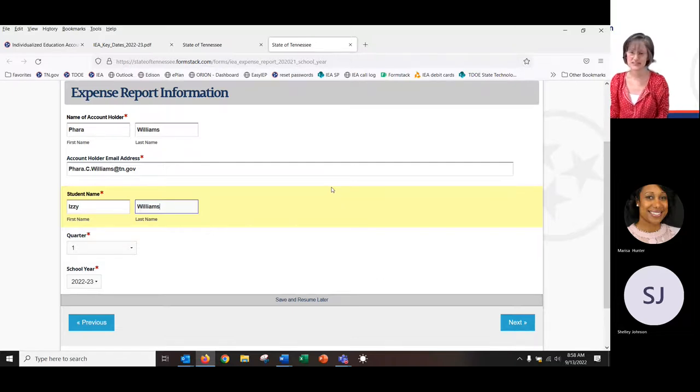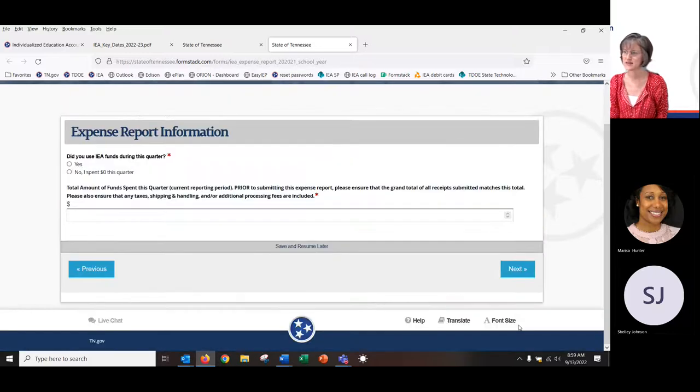If you get in the middle of an expense report and your kid comes in the room and needs your help, or whatever you're cooking on the stove is about to burn up, you can always save and resume later. So you've got that choice on every screen that you get to. But we're going to keep going on our expense report. And the first question it asks is, did you use any IEA funds this quarter? And you have answer choices for yes or no.